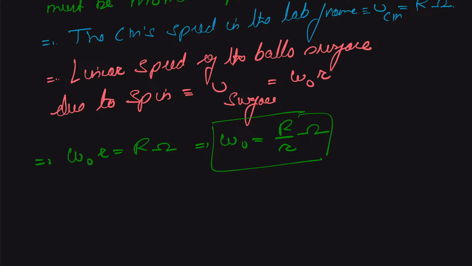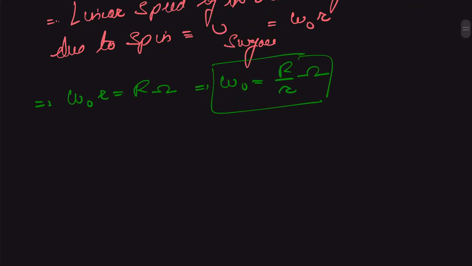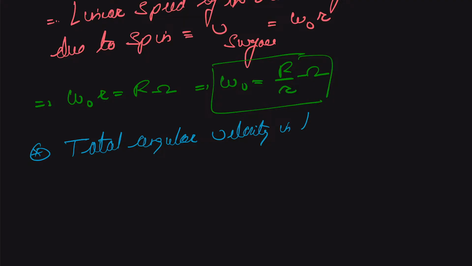This formula we are going to use. Now we come to our angular velocity part. So now we know that, let me write it, total angular velocity in the lab's frame.